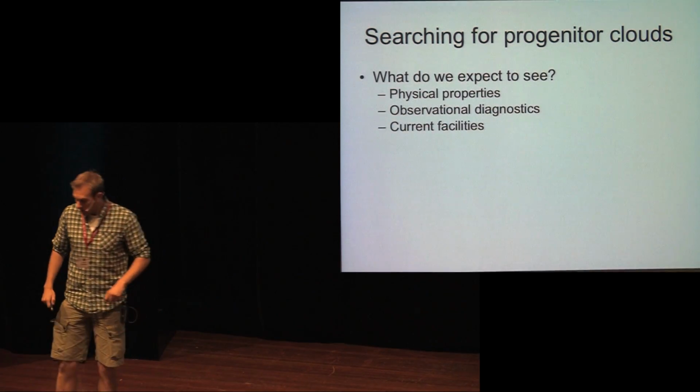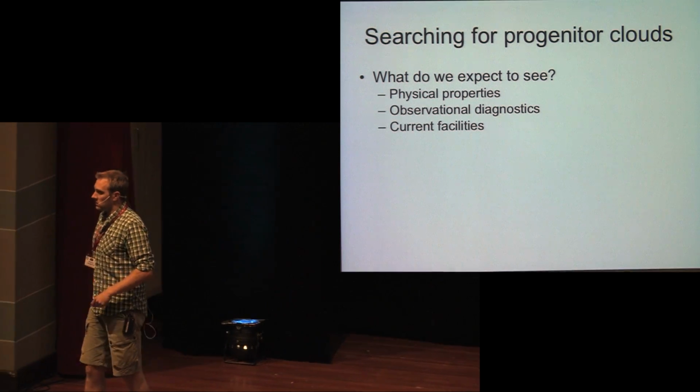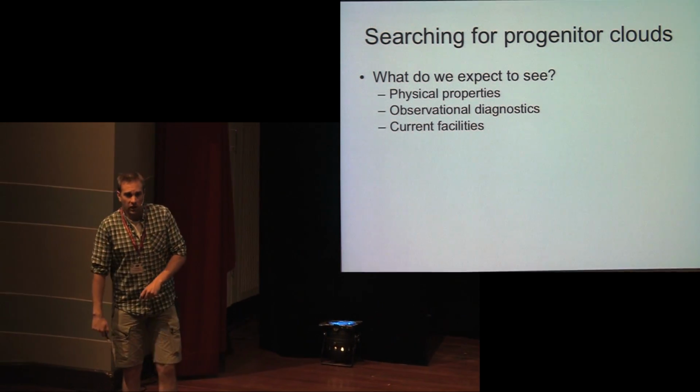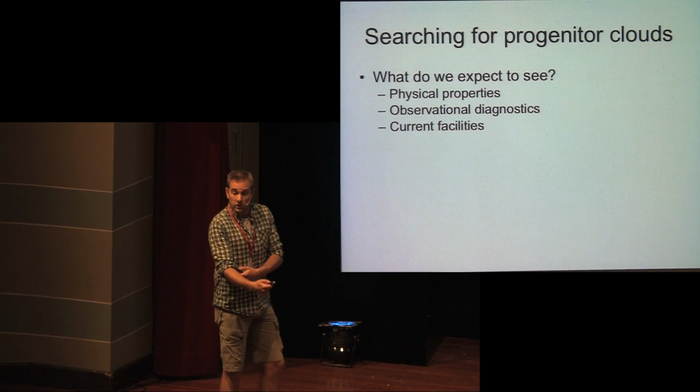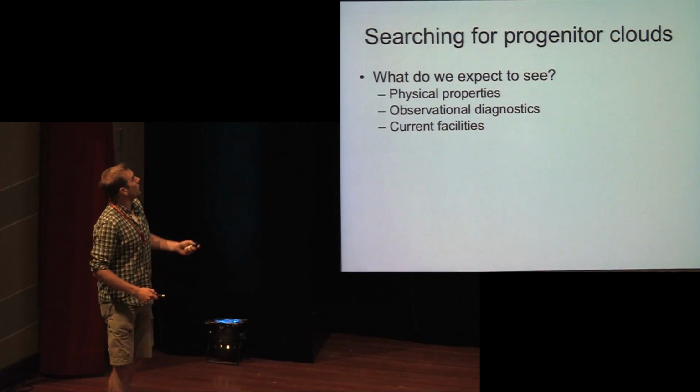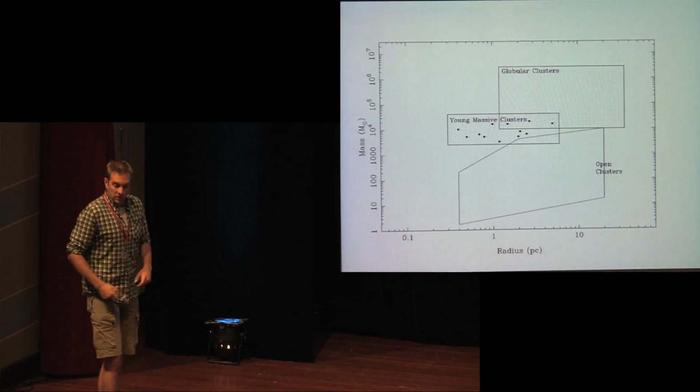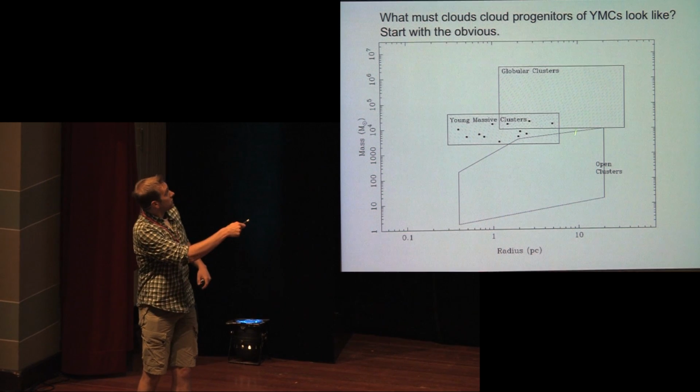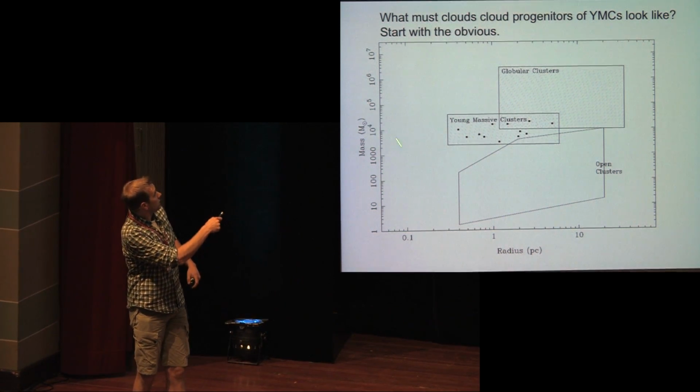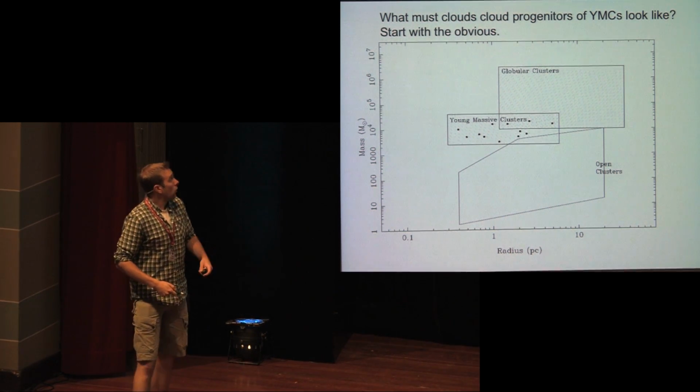So we can do one thing. We can take a telescope and point at a random position in the sky at a random wavelength and see what we find, or we can think a bit about what we might expect to see. So what might we expect to see? We know the stellar clusters have these properties. This is the radius and mass, the same thing I showed before. What must they look like?